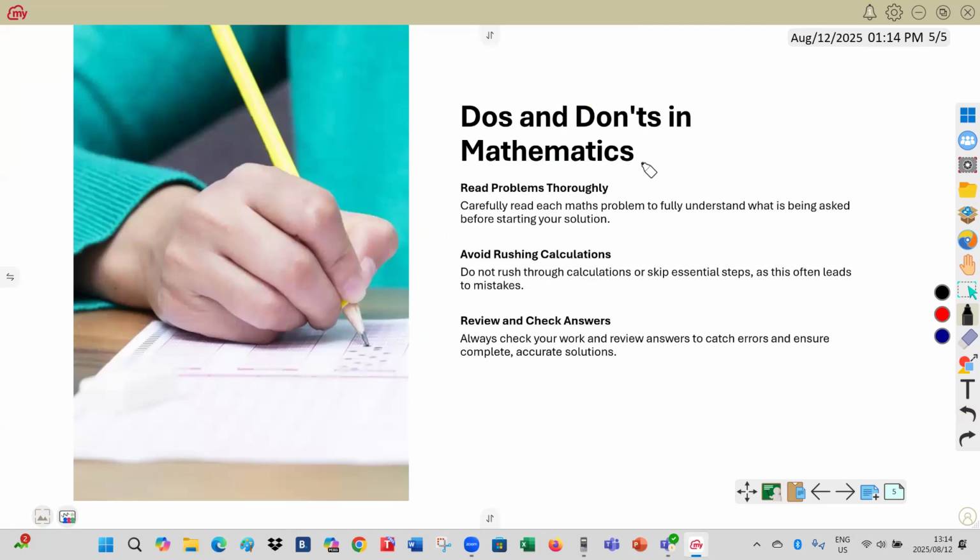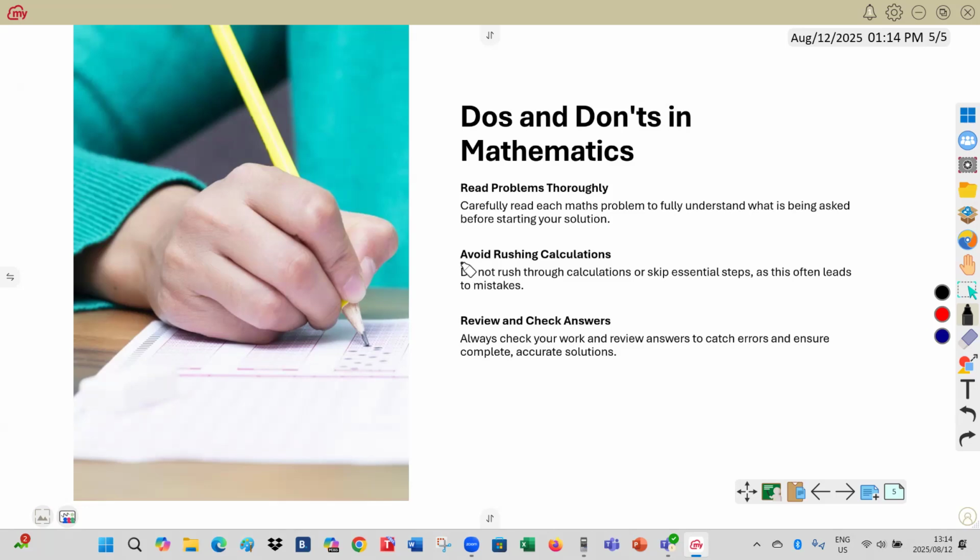Then always take note of these do's and don'ts in mathematics. Whenever you are practicing mathematics, make sure you read the problems thoroughly, because a problem understood is a problem half solved. If you do not read problems, you might end up answering things that you are not being asked. Carefully read each maths problem to fully understand what is being asked before starting your solution. It's very important so that you don't end up answering your own questions.